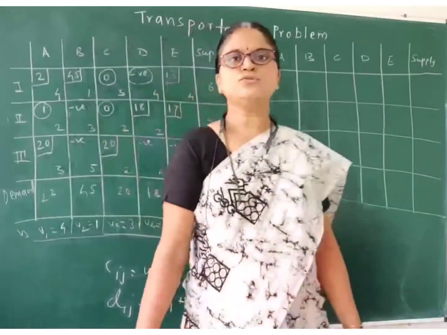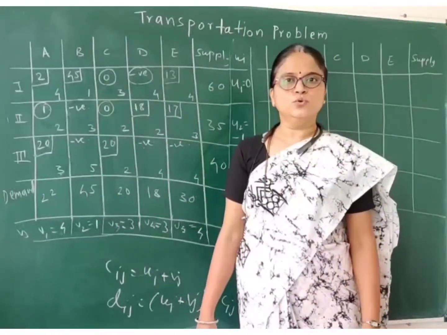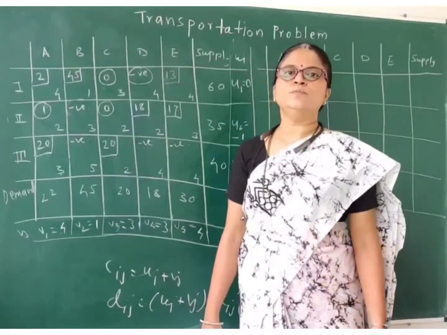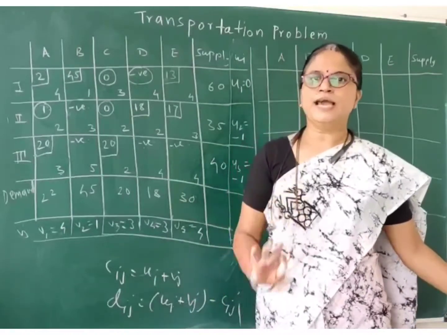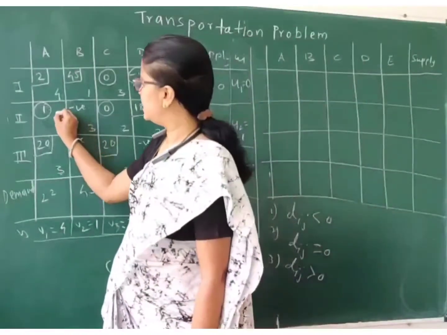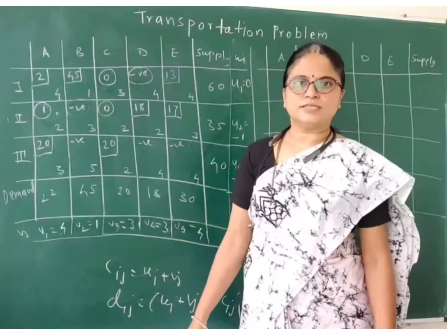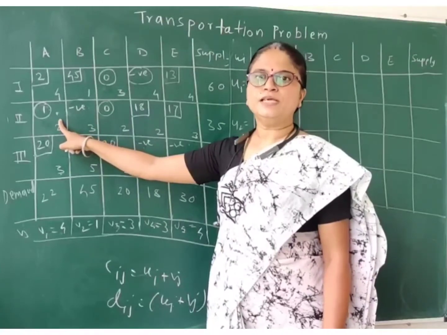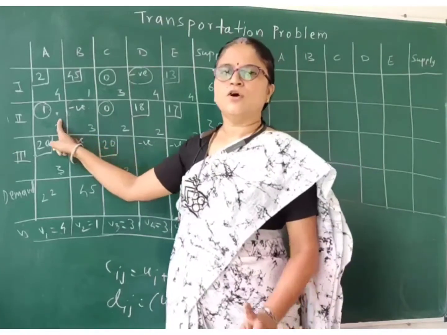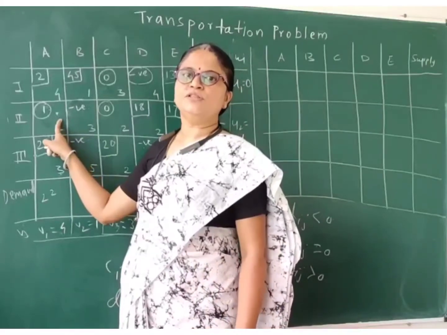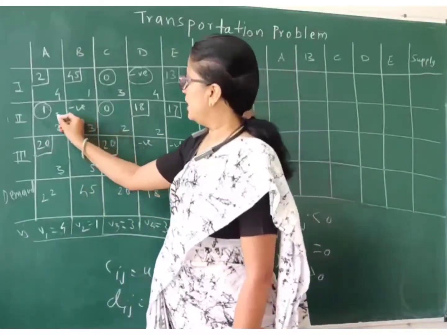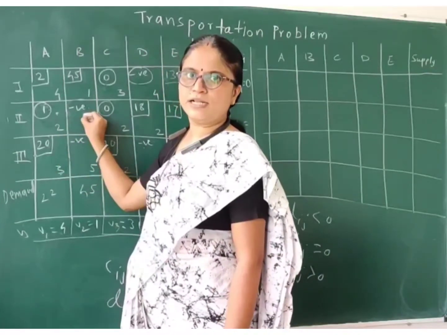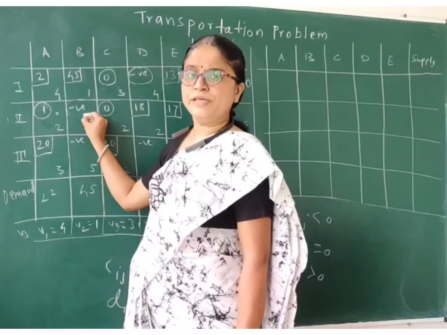So to find the improved solution, we need to find the loop. We can start the loop with the maximum Dij. So over here, since this is the maximum Dij, we can start the loop from this. Okay. And the corners of this loop must end with occupied spaces. So if I have the loop in this manner, since this is not my occupied space, I cannot have the loop in this manner.